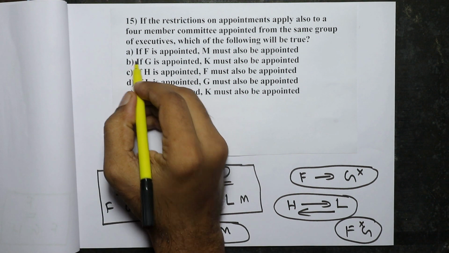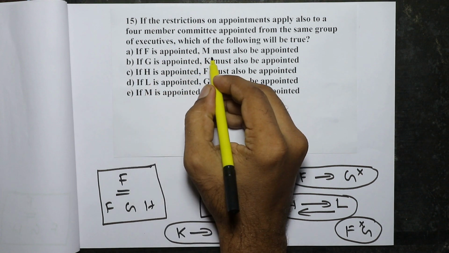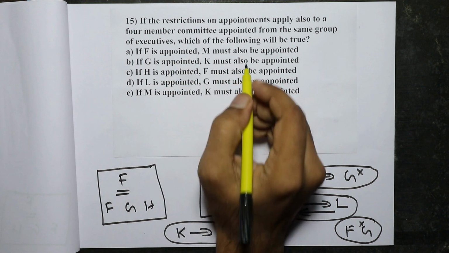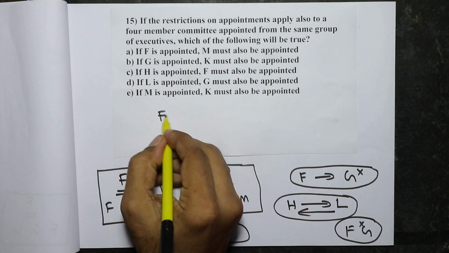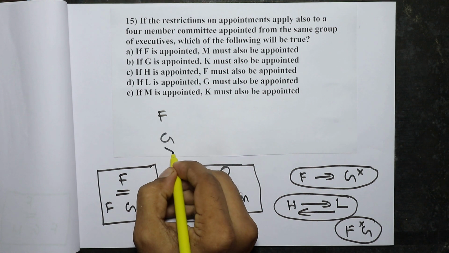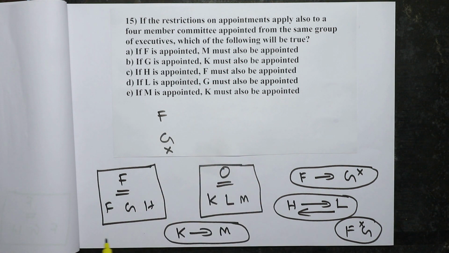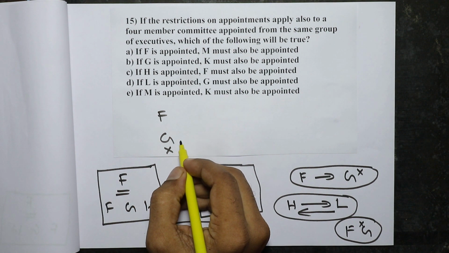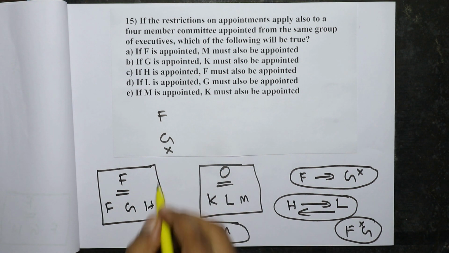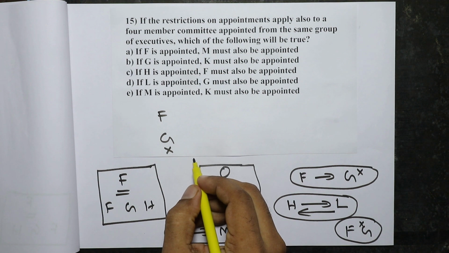Then which of the following must be true? Look at option A. If F is appointed, M must also be appointed. So we'll see if this is true or not. Now if F is appointed, then G cannot be appointed. Now altogether 6 people are there and you are going to select exactly 4 of them and 2 of them are going to be omitted. Now G has already been omitted. Now one more person has to be omitted.